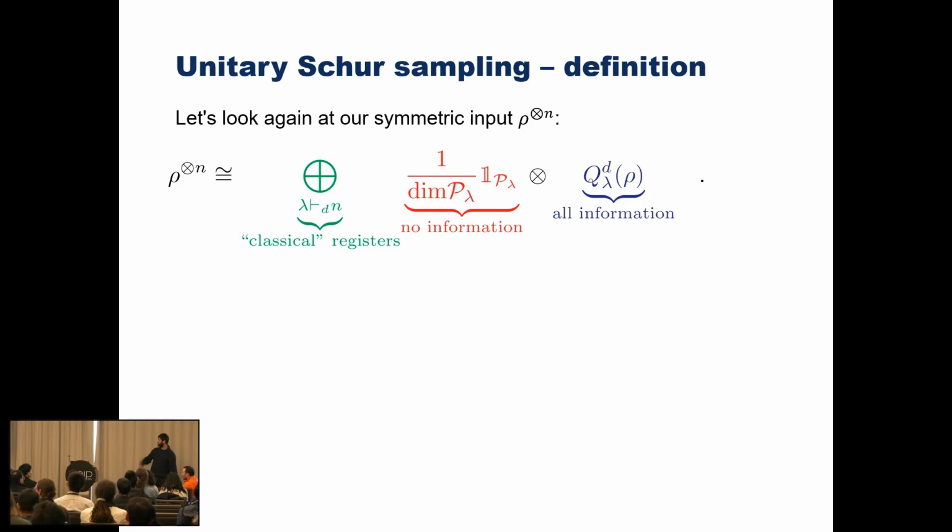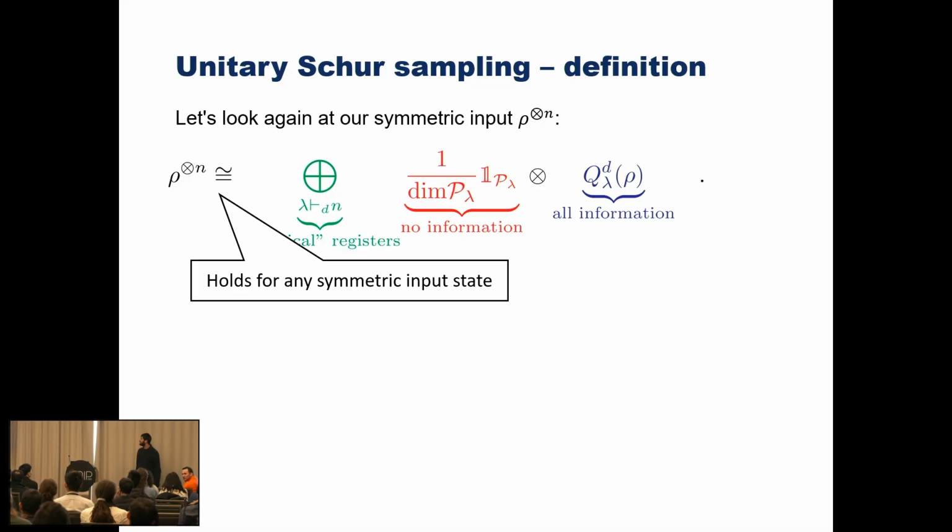And if we look at this from an information point of view, we see that there's no entanglement between the blocks. So this lambda structure, this direct sum, is purely classical information. There's no information at all on the permutation register, because it's the maximally mixed state. And all the quantum information is condensed on the unitary register. I have to say, this holds for any symmetric input state. I'm just using rho to the tensor n here because it's didactically a bit easier, a bit more concrete example.